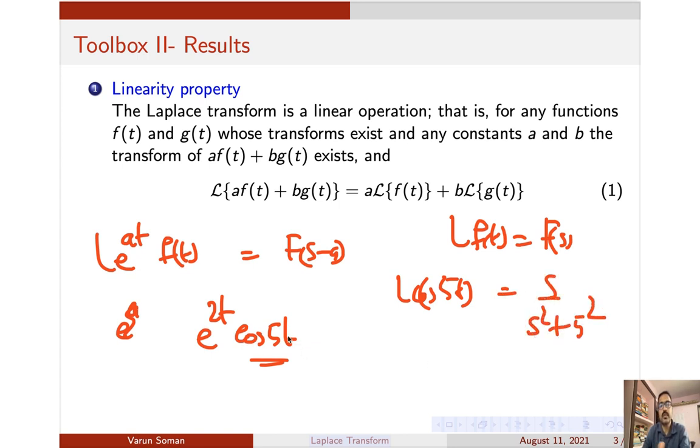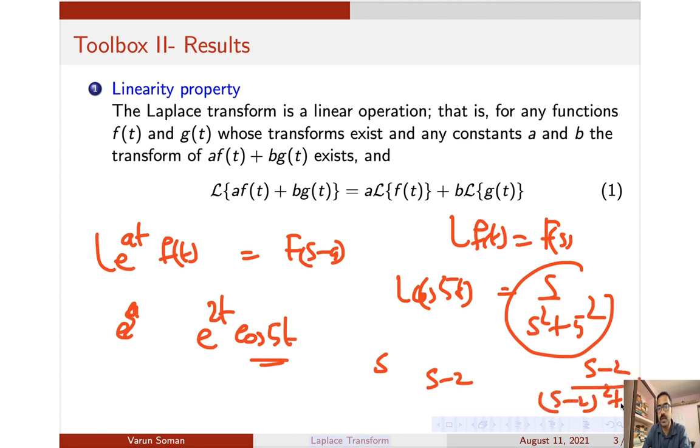So what is the transform of e raised to 2t cos 5t? In this one, you will replace s by s minus 2. So it will be simply s minus 2 by s minus 2 the whole square plus 5 square. You can simplify it later. So this is how you use the shifting property.